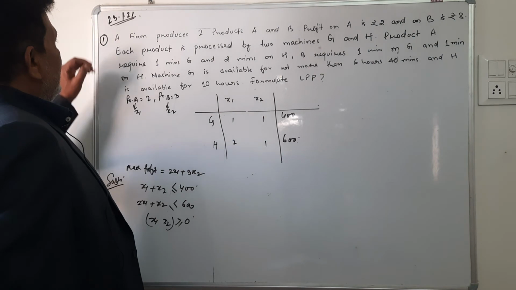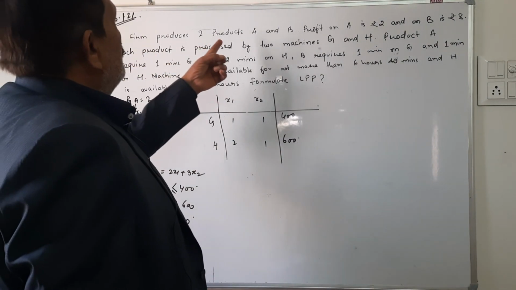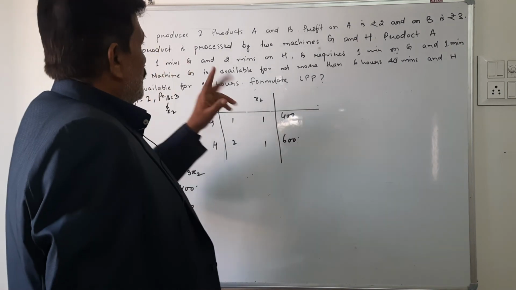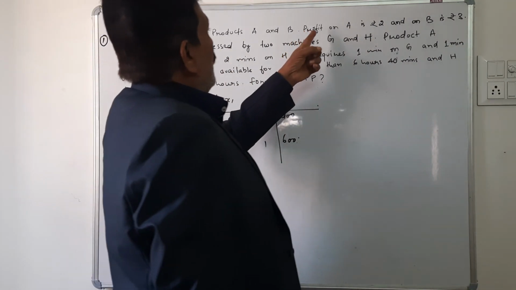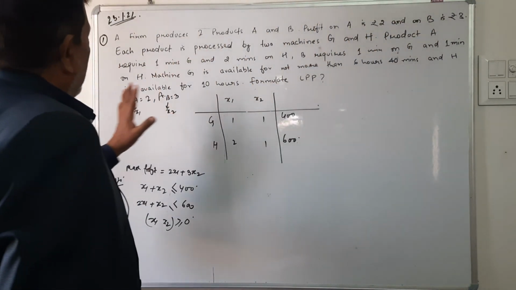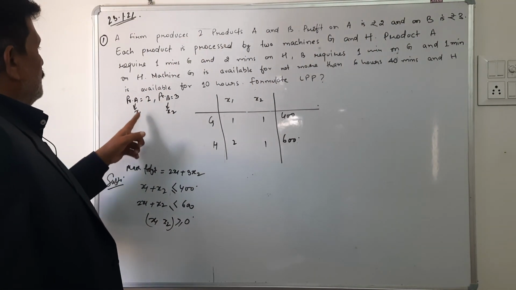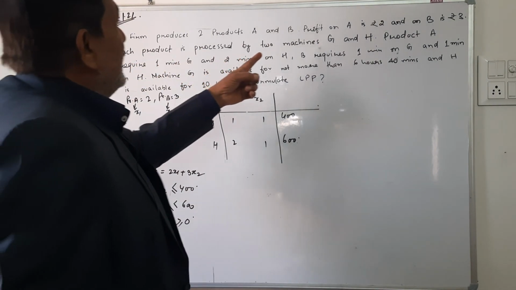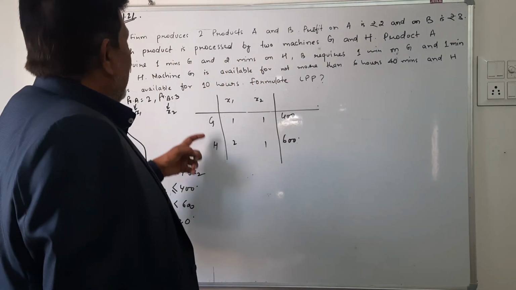Now this sum says that a firm produces two products A and B. This firm is just producing two products A and B. Profit on A is ₹2 and on B is ₹3. So profit on A is ₹2 and profit on B is ₹3. Each product is produced by two machines, G and H.